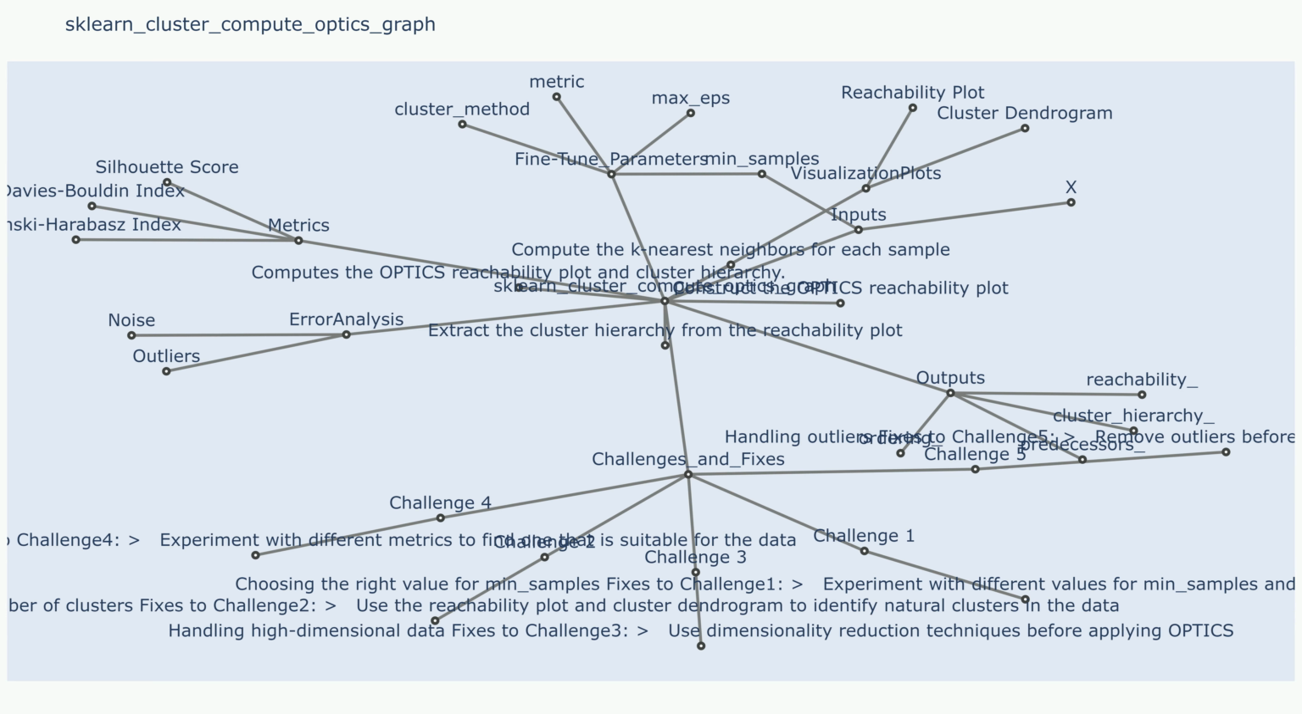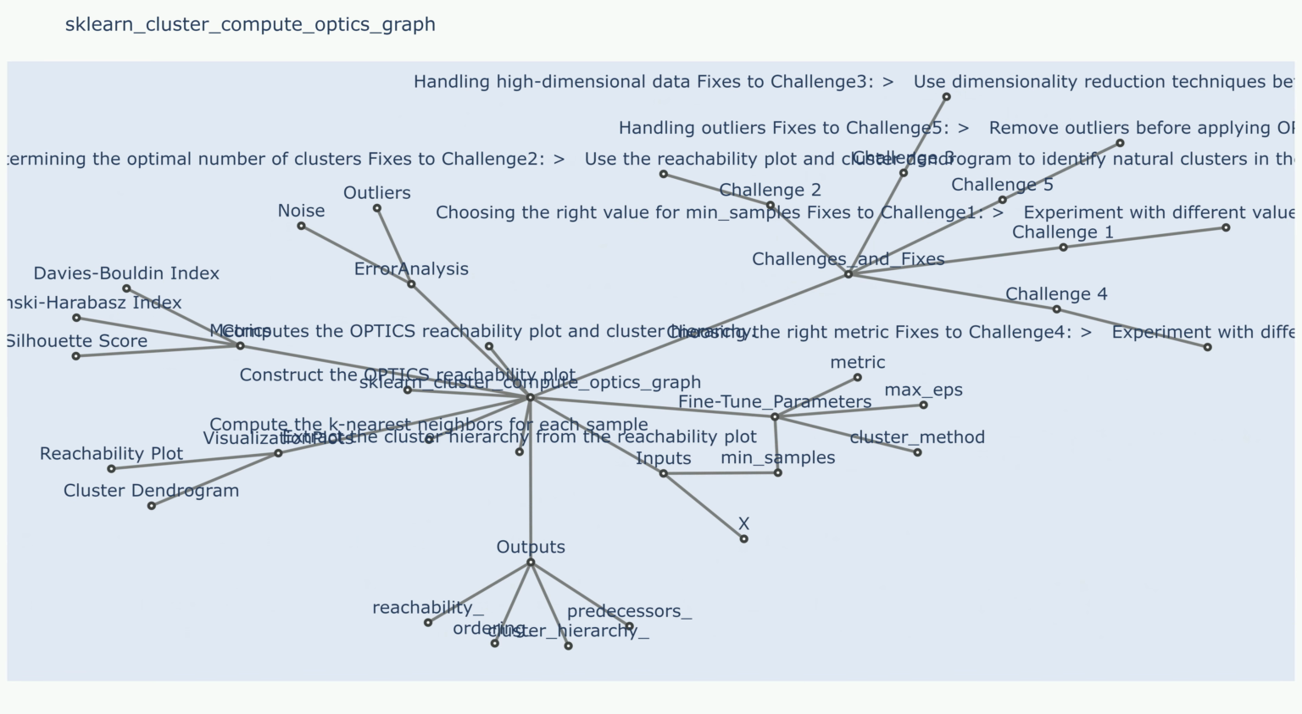Inputs. X. This is the input dataset, represented as a 2D NumPy array. Each row corresponds to a data point, and each column represents a feature. min_samples. This parameter specifies the minimum number of samples required to form a cluster. It determines the minimum density required for a region to be considered a cluster.